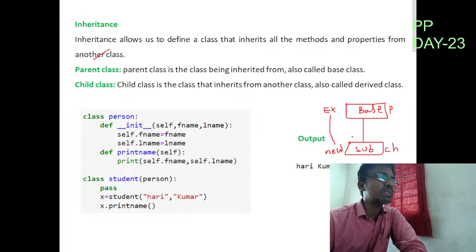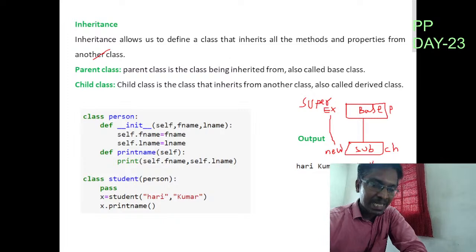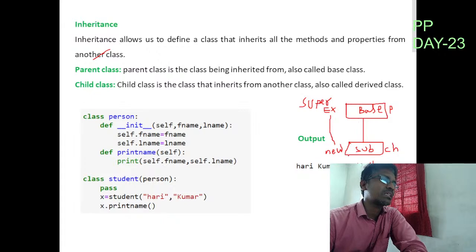These are all different names for the same thing, and it can also be called a super class. The existing class is called a super class, and the new class can be called a subclass. So there are a number of names for these classes. Deriving a new class from an existing class, or deriving a child class from a parent class, is called inheritance. In this example I am taking one existing class that is called person.